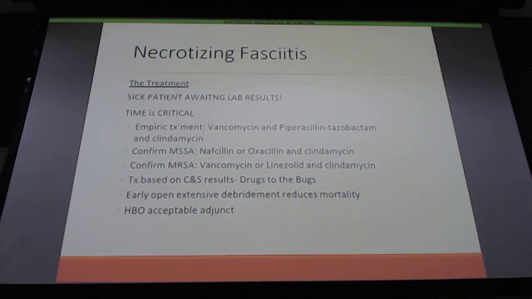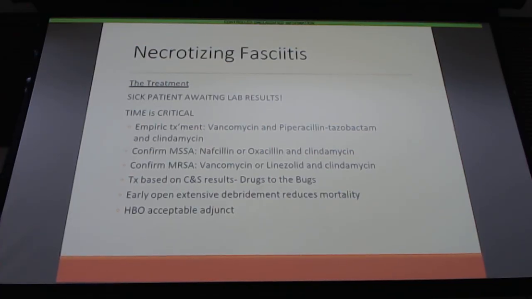Empirical therapy for necrotizing fasciitis is 3 different medications: vancomycin, piperacillin-tazobactam, and clindamycin. Once you get that culture back, it'll tell you whether it's methicillin-sensitive Staph aureus or methicillin-resistant Staph aureus, at which case you can go ahead and tailor your medication for that. All right, so for MSSA, it'll be nafcillin or oxacillin and clindamycin. Okay? And MRSA, it'll be vancomycin or linezolid and clindamycin. Clinda gets added to a lot of these as we go through.